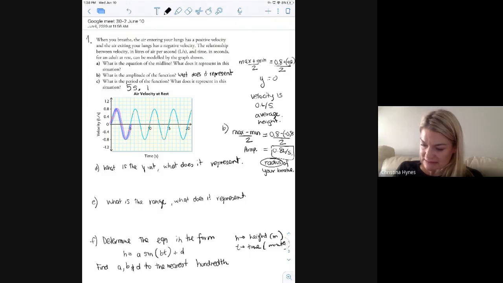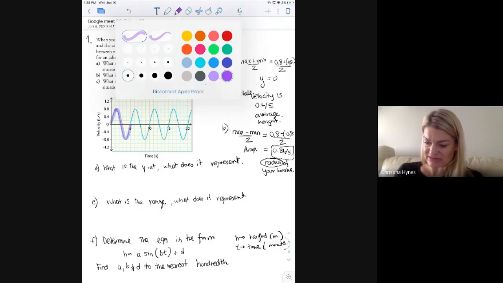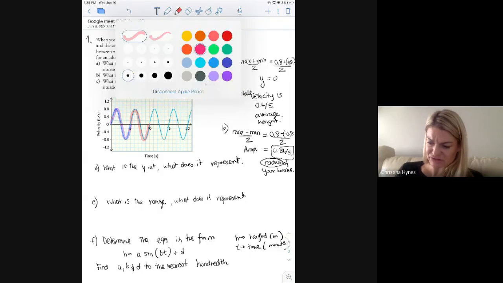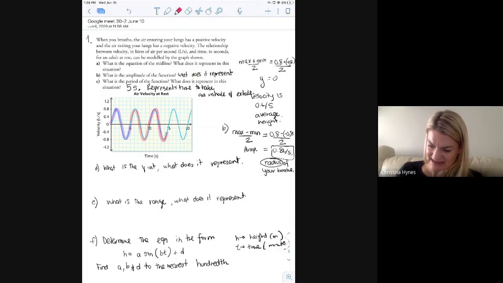So it represents the time to take an inhale and an exhale. Okay, so that's all I was looking for. C is what is the period and what does it represent? So it's the time it takes to complete one cycle. And then as you can see, this same kind of image, you know you did it properly if you see the same kind of shape repeat itself. So if I trace out other colors, you'll see that it looks like the exact same thing repeated again and again and again, okay?